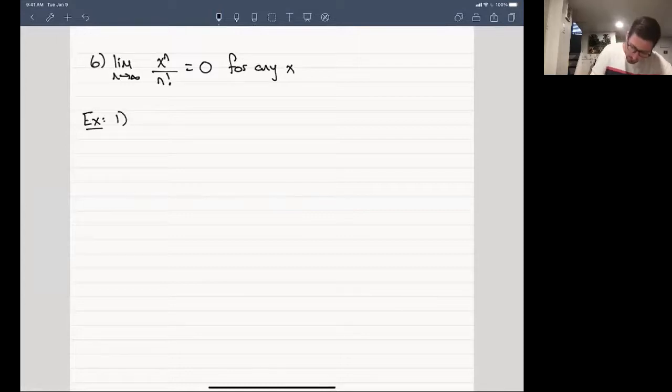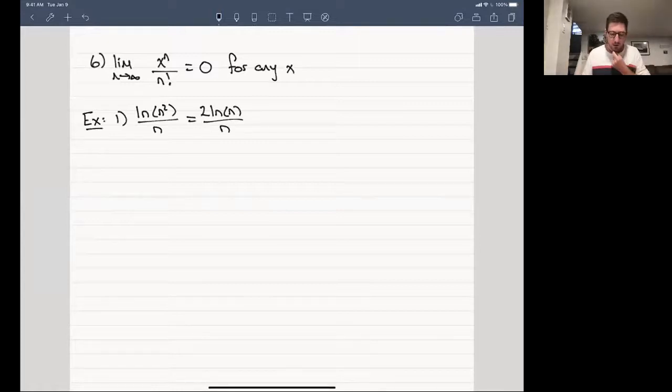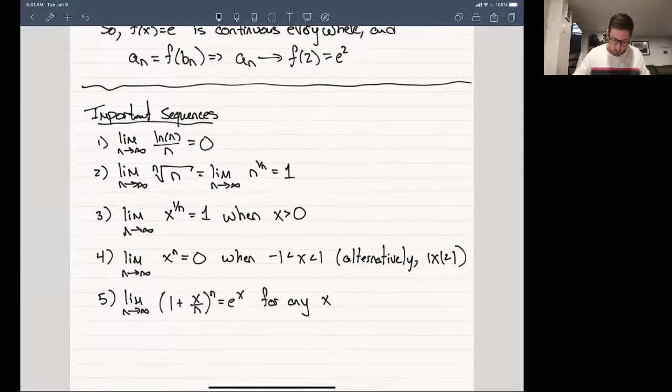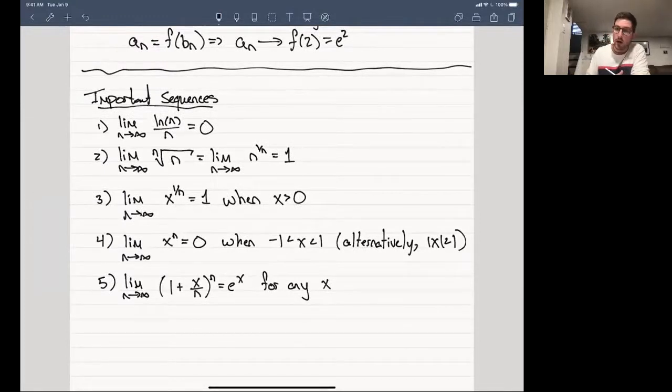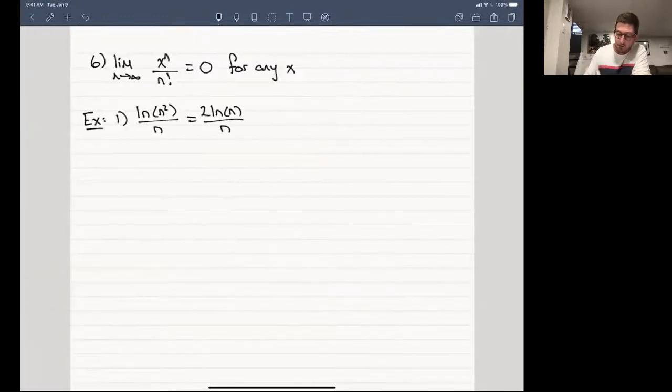So the first example is the natural logarithm of n squared over n. Well, if we bring down that exponent out of the natural logarithm, this is 2 times the natural logarithm of n divided by n. But now, number 1 here told us that ln of n over n converges to 0. The 2 out front, we can use the original properties that we had. We can use the constant multiple rule to see that this thing goes to 0 as well.